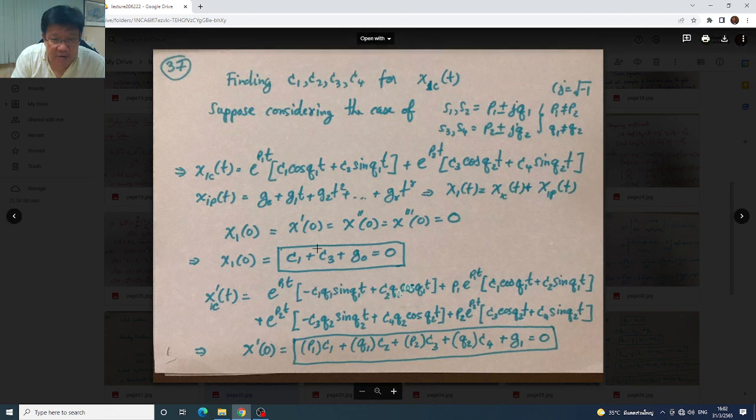You know that when t is equal to 0, the sine term becomes 0. So we have c sub 1 plus c sub 3 plus g sub 0 equal to 0. That's the first equation. The second equation is the first derivative evaluated at t equal to 0 is 0. So you need to find the derivative of this term of the complementary solution in this form, and certainly it is more difficult because you have a multiplication of functions, e to the p sub 1 t times c sub 1 times cos of q sub 1 t. You have the differentiation of a multiplied function.